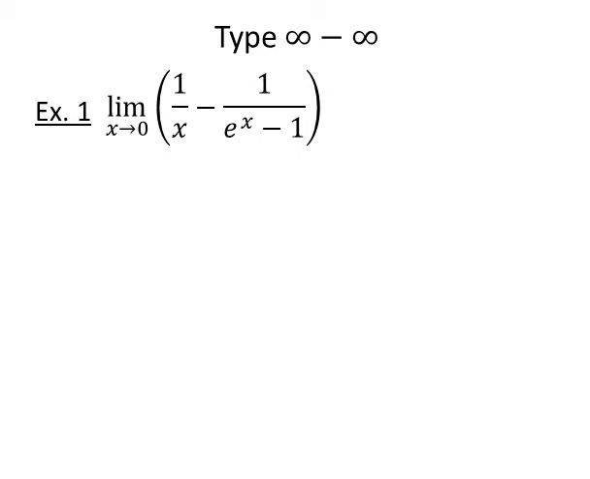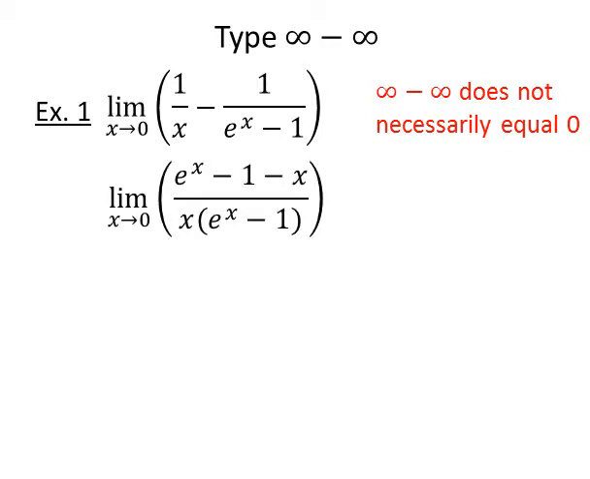First, you should never assume that infinity minus infinity results in 0. In fact, this problem will be a counterexample of that assumption. When you see a limit of this type, first use a common denominator to subtract. Plugging 0 in for x, we now have indeterminate form 0 over 0, which means we can apply L'Hopital's rule.